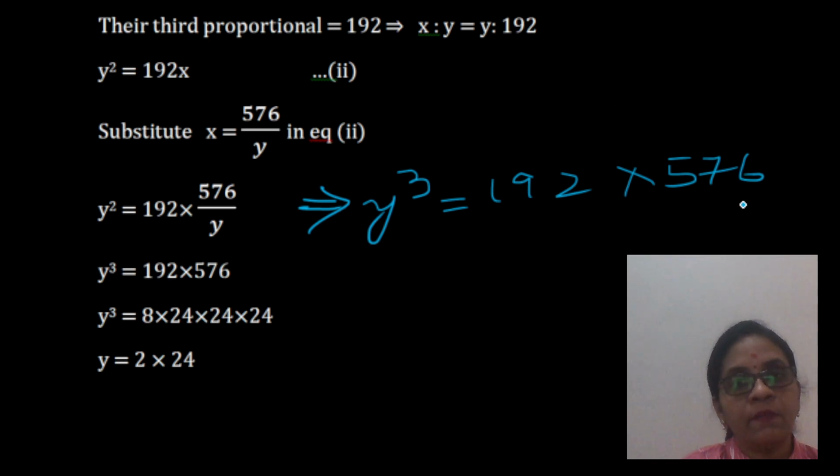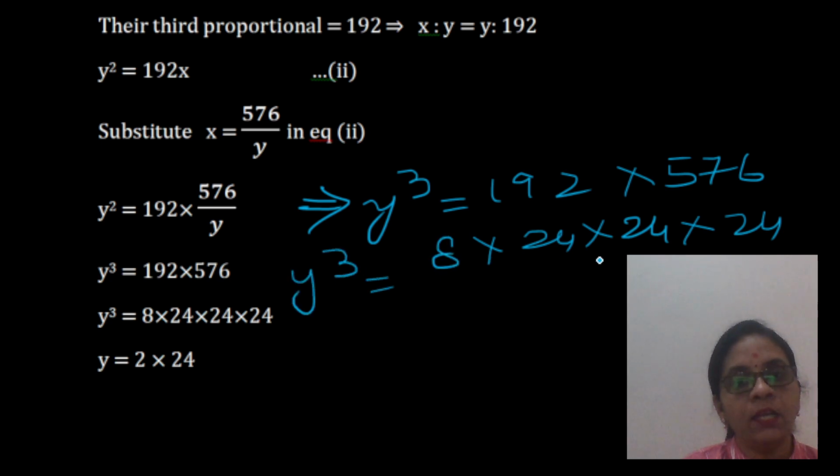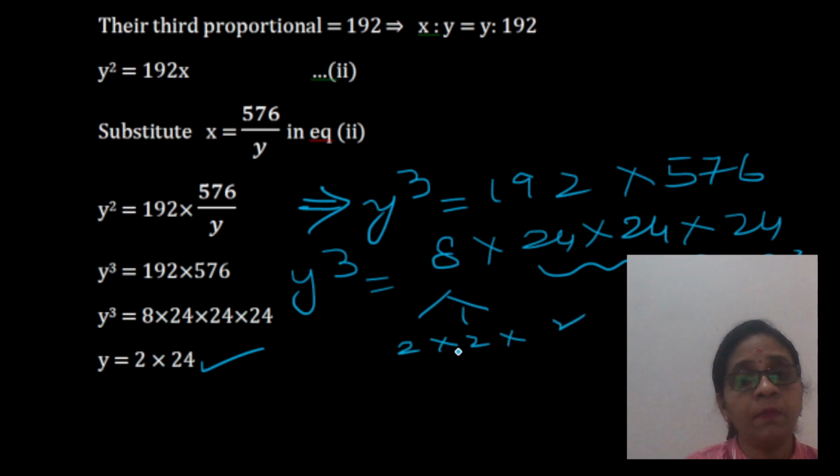So you all know that 576 is 24 into 24 and 192 is 24 into 8. So y cube becomes what? 8 into 24 into 24 into 24. From these three 24s you take out one 24 because of cube root. 8 is nothing but 2 into 2 into 2. From this also one 2 comes. So what did we get? y is equal to 48.